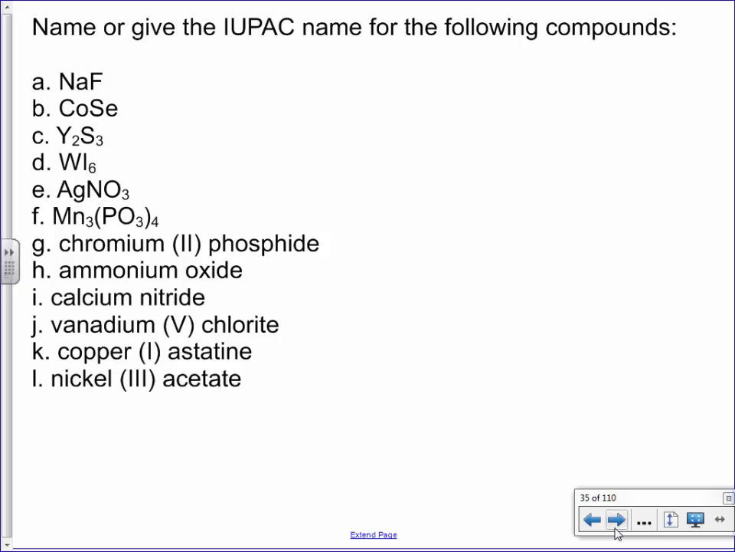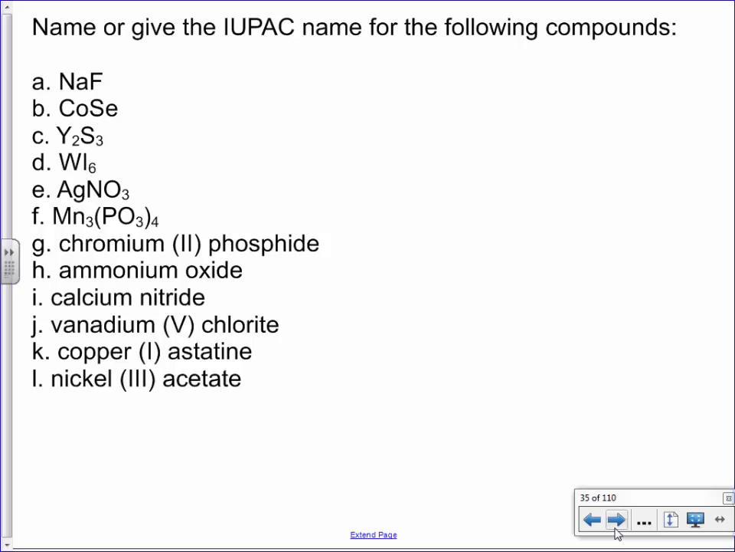Hey, let's talk through these then. See how you did. Like I said, I'm hoping that eventually you'll be able to just look at them and go, I know it. Right? So sodium fluoride. Ooh, does cobalt have a charge? Sometimes you might have to look up and see if there's a charge. Cobalt 2 selenide, yttrium sulfide, tungsten. Do you guys have charges for tungsten in your data booklet? Tungsten technically has a whole bunch of charges.